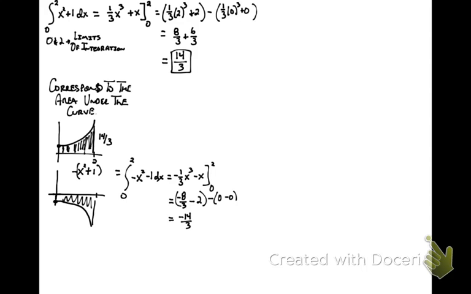A couple other facts. If you were to integrate from some value to itself, of a function, it's always equal to 0. Another thing that's important is if you were to integrate a function from b to a, you will get the opposite of what you would get if you integrated from a to b. So this is a direction issue. So that's how those things are related.